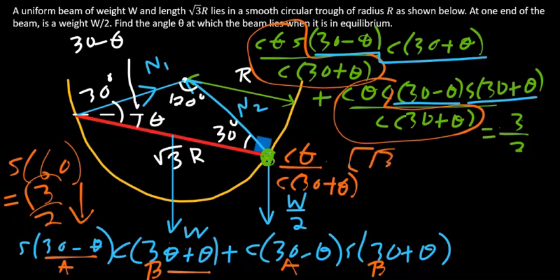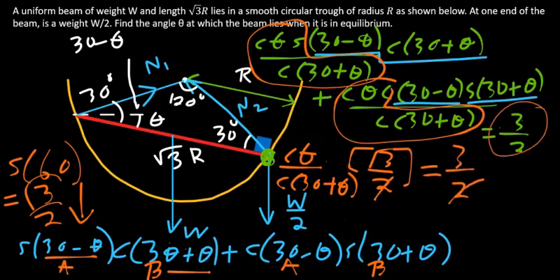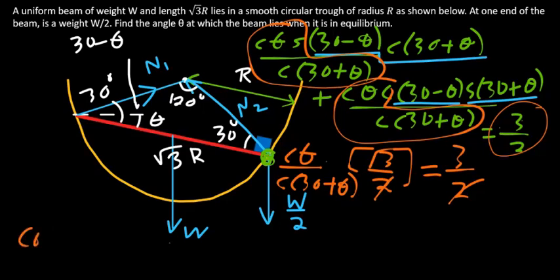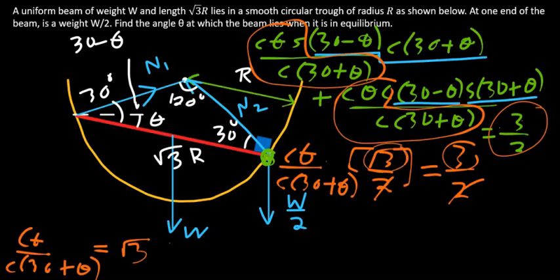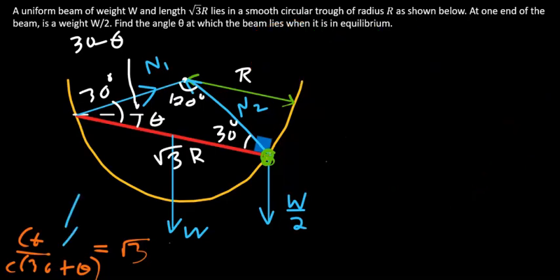So in this case, you have square root 3 over 2 times all that equals this number, which is 3 over 2. So that's going to go away, giving you cosine theta over cosine 30 plus theta equals square root 3, because 3 over square root 3 is square root 3. Let's try to solve theta from this equation. The left hand side is cosine theta. Bring the denominator to the other side. You have square root 3.